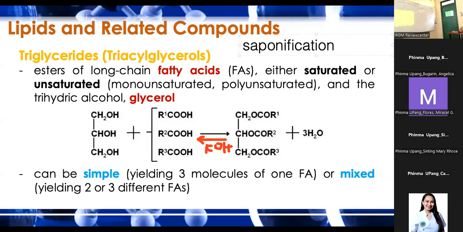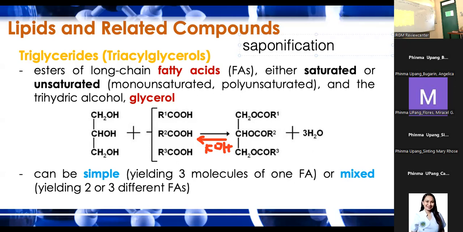Syempre, ano ba yung properties ng soap? It can emulsify fats. Pwede niyang mapag-mix yung fats with water. Ayun yung tinatawag natin na emulsification. And syempre, nagpo-foam siya, bumubuga. So yun yung positive test result that we tend to observe in saponification.